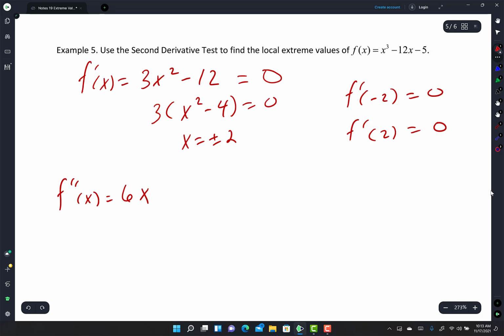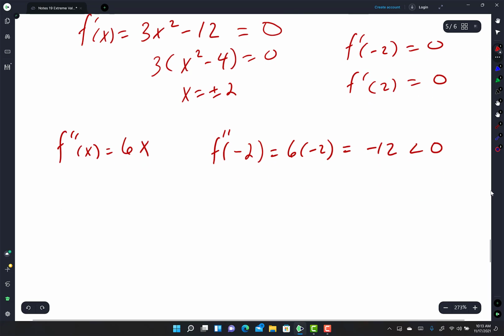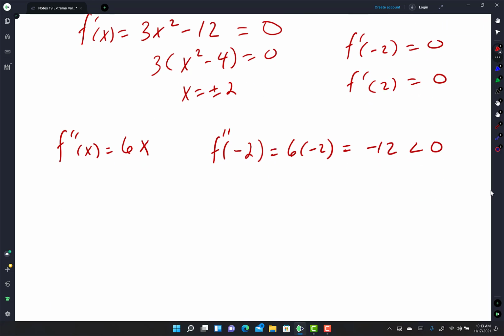6x. And I'm going to go f prime, sorry. There's 2 primes, it just looks like 1. F prime prime of negative 2 equals 6 times negative 2, which is negative 12, which is negative. So what does that tell you? And go slow. What does that tell you about negative 2 on f? So you're concave down. It's a max. Does that make sense?